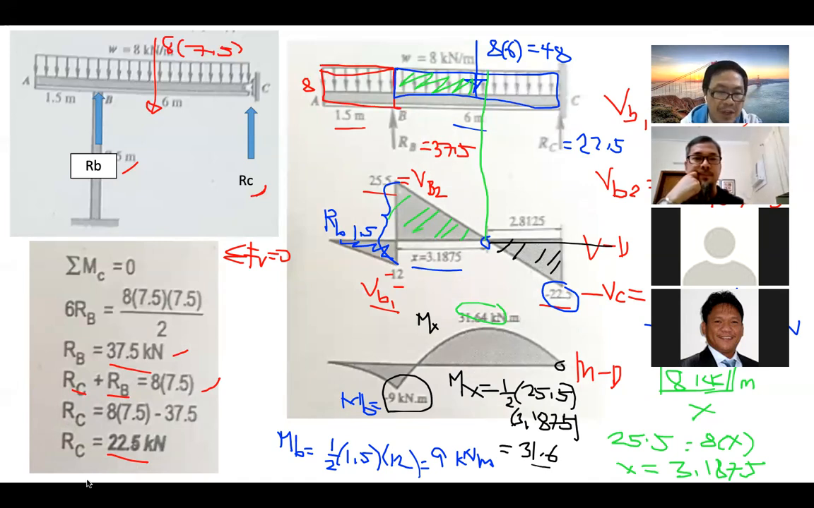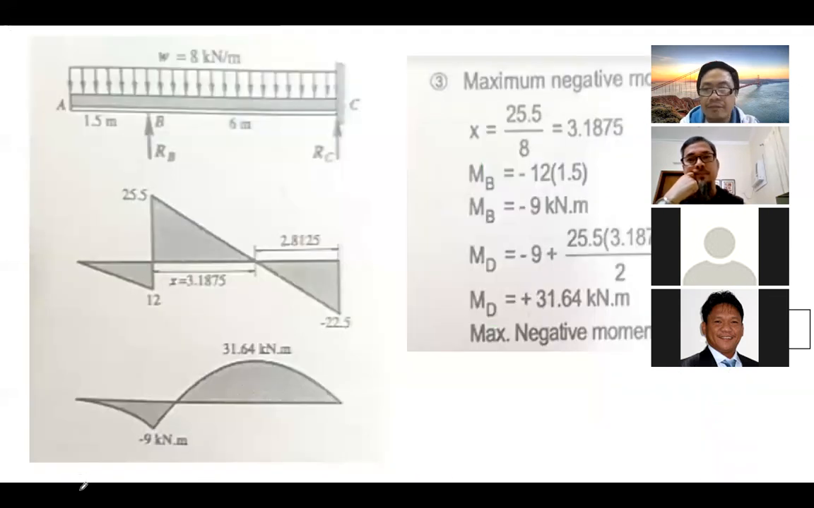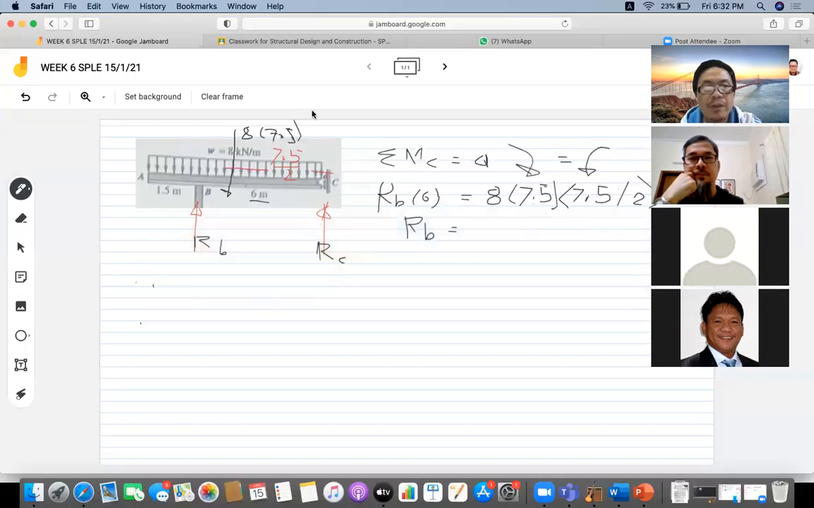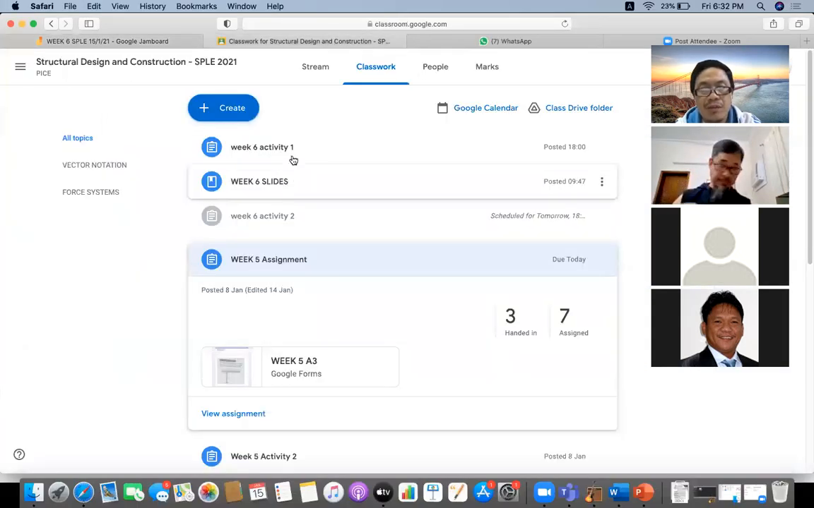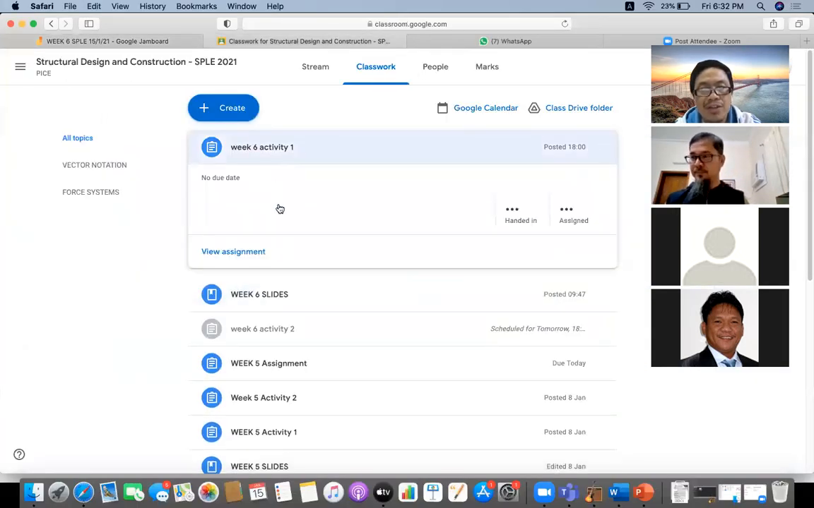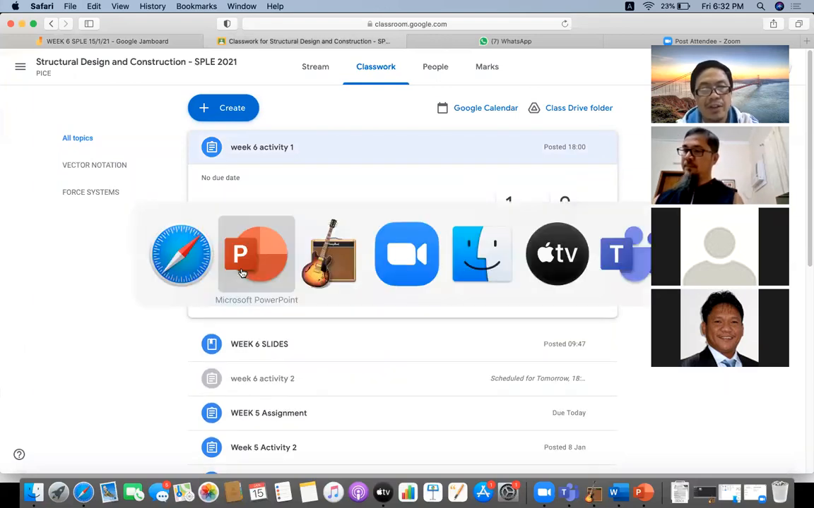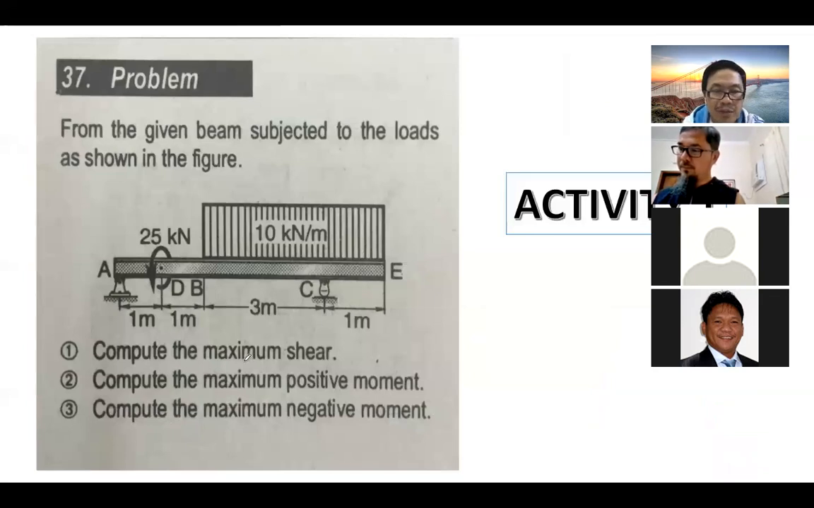Thank you. Now, it's already a calculation that I've shown to you, but I want you to try this activity. Go to your classroom. You have your week 6 activity 1. Just try this one. Click it, then answer it. You have to compute the maximum shear, maximum positive moment, and maximum negative moment.